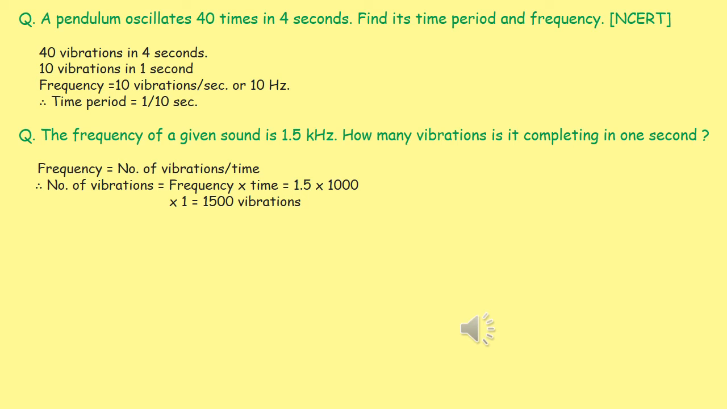The frequency of a given sound is 1.5 kilohertz. How many vibrations is it completing in 1 second? Kilohertz means 1.5 × 1000 hertz. Kilo means 1000. So, frequency is equal to the number of vibrations per unit time. So the number of vibrations will be frequency × time. So 1.5 × 1000 × 1, that means 1500 vibrations are completed in 1 second.